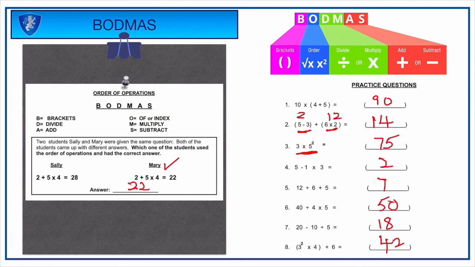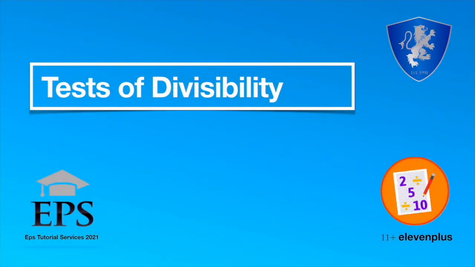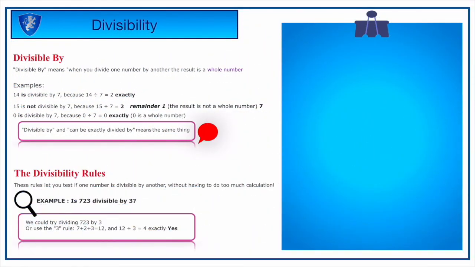Now, tests of divisibility. This is again a very important section. And tests of divisibility, let's look at all the tests. First of all, let me try to explain what divisible means and what divisibility means. Divisible by means when you divide one number by another, the result is a whole number. And you know what a whole number is, no remainder.